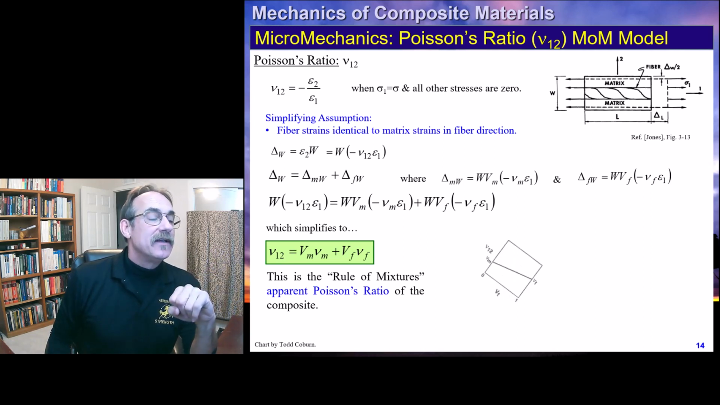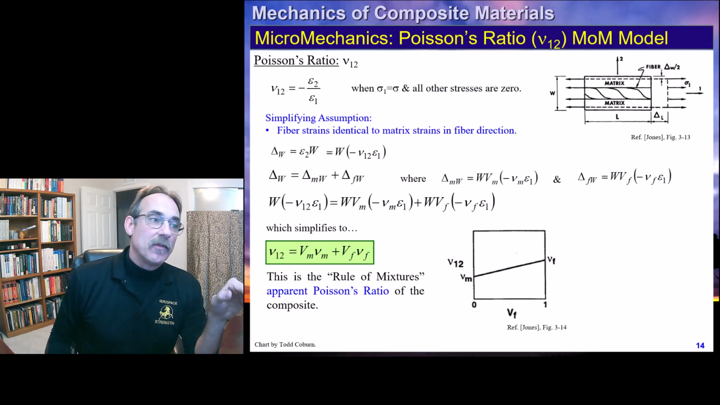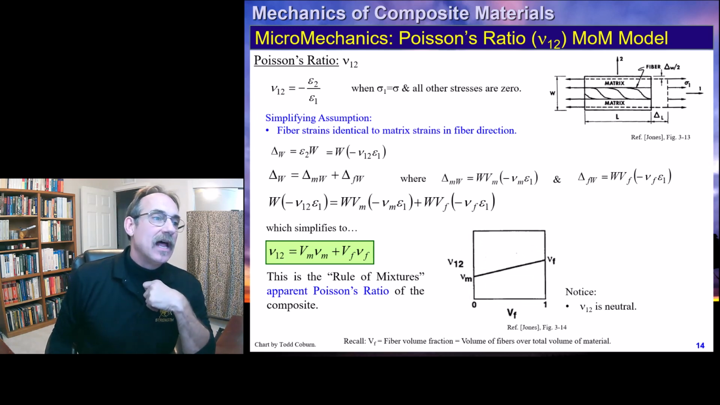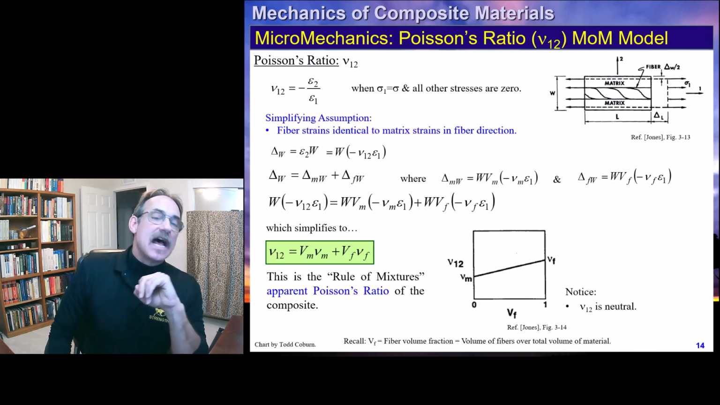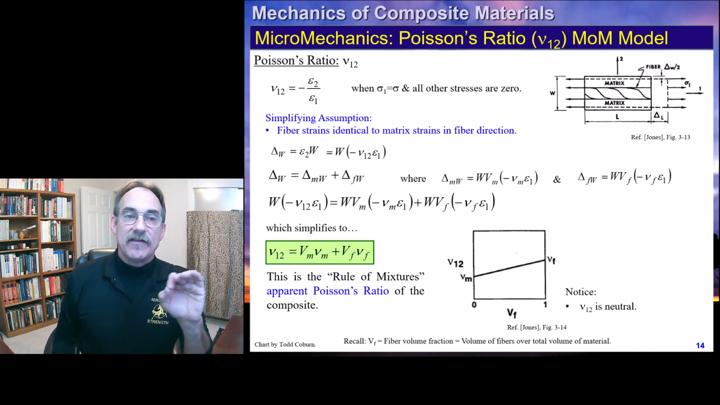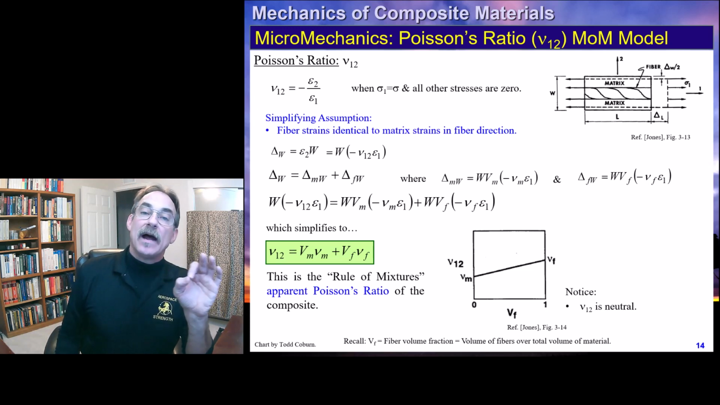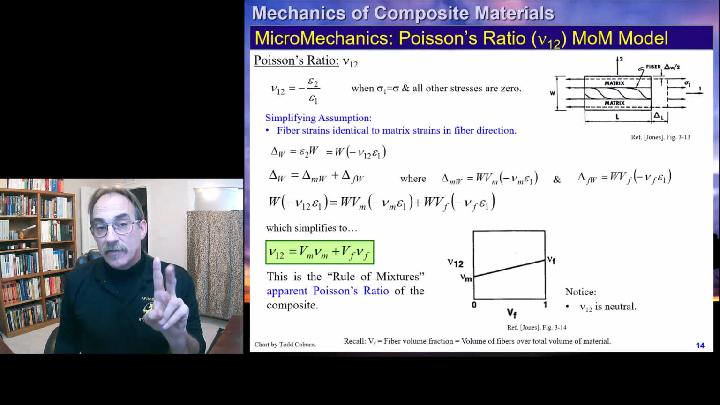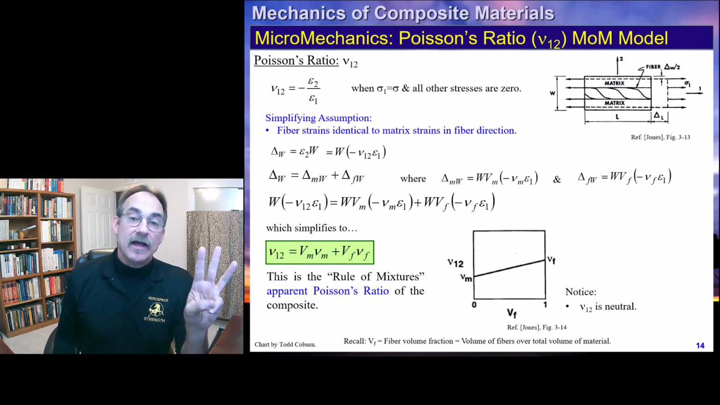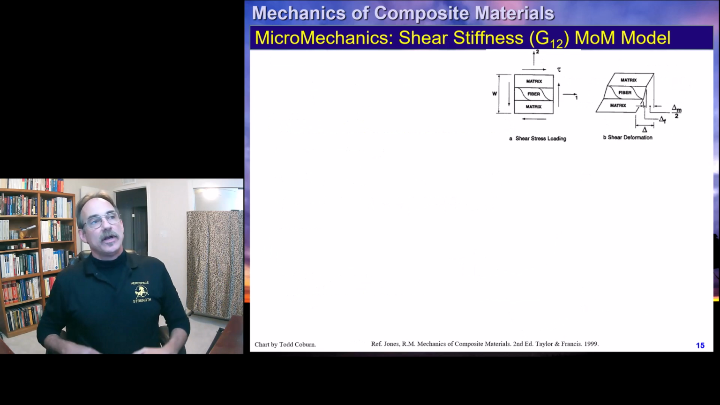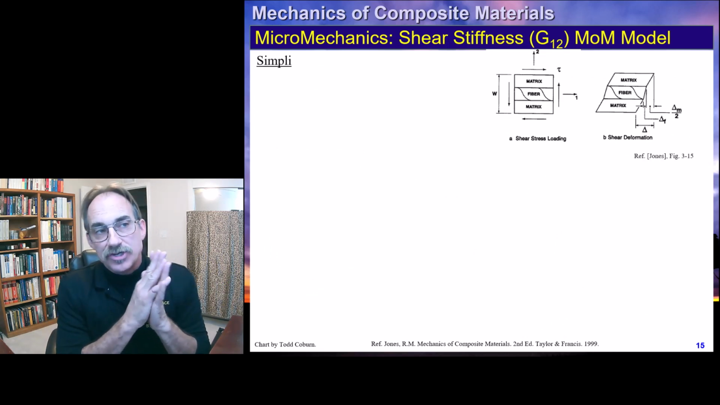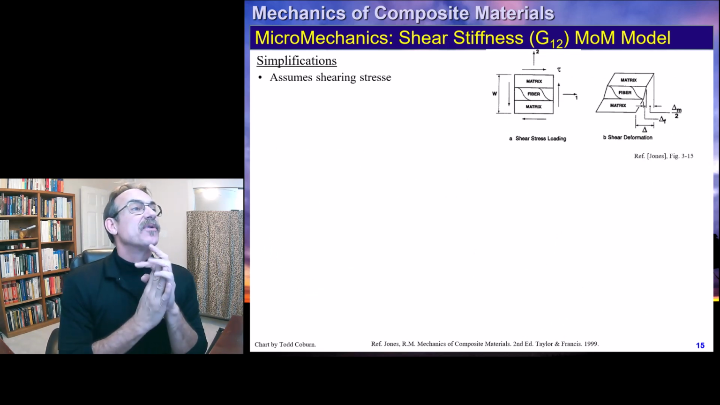This is it. This is how it's graphed, going from one to the other with a nice linear line. And folks say that this is a neutral property. It's not necessarily more dominated by the fiber and not dominated more by the matrix. So we can now do the E1, the E2, and the Poisson's ratio. Well, let's go ahead and look at our G12, our shear modulus, or our modulus of rigidity.